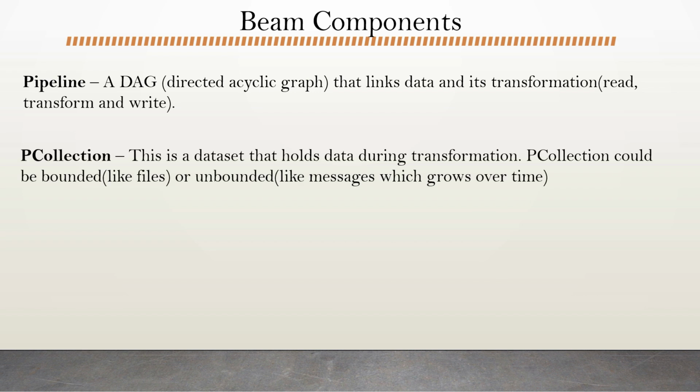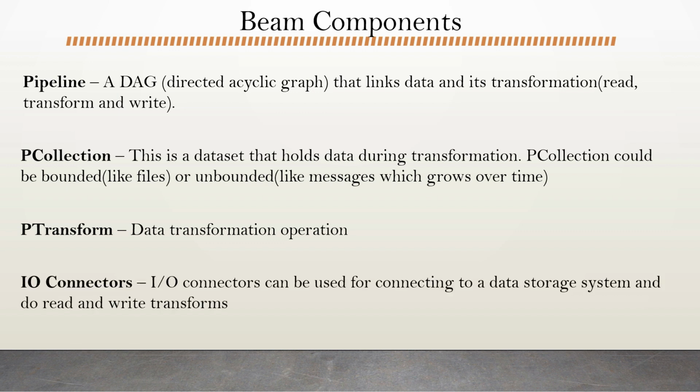PCollection. This is a data set that holds data during transformation, or PCollection is actually the data set that we have at any point of time. A PCollection could be bounded, like files, or unbounded, like messages that grow over time. PTransform is a data transformation operation. Here we write all the code required to transform the source data to the target format.